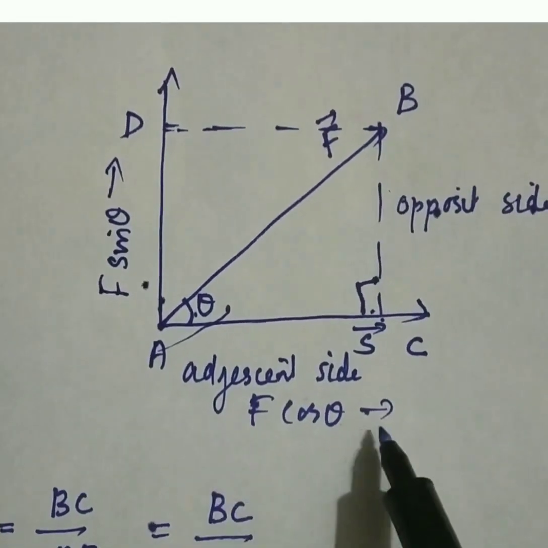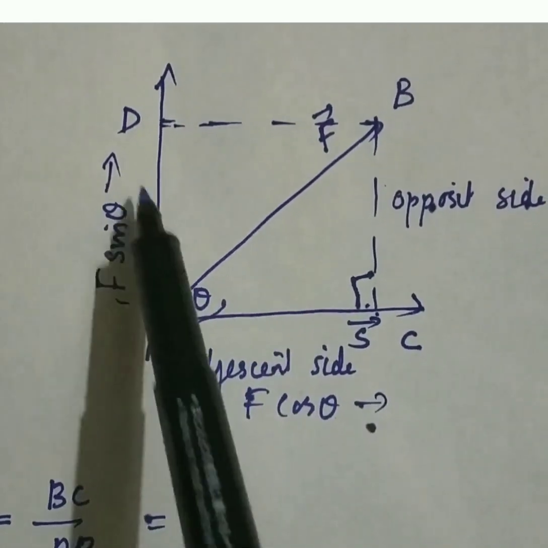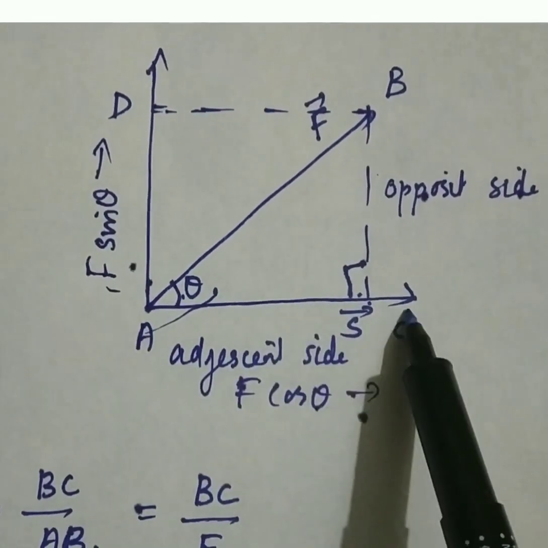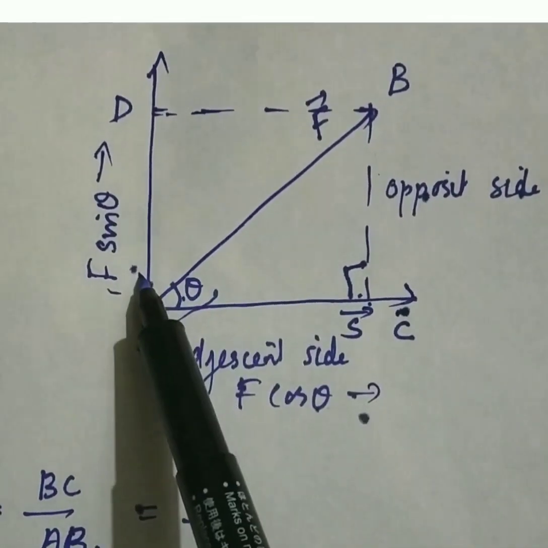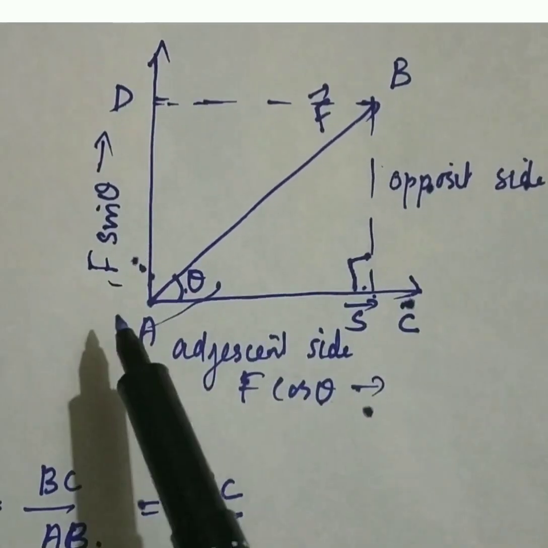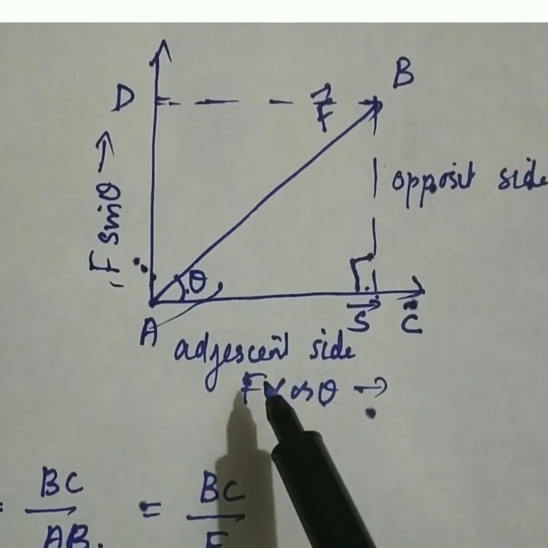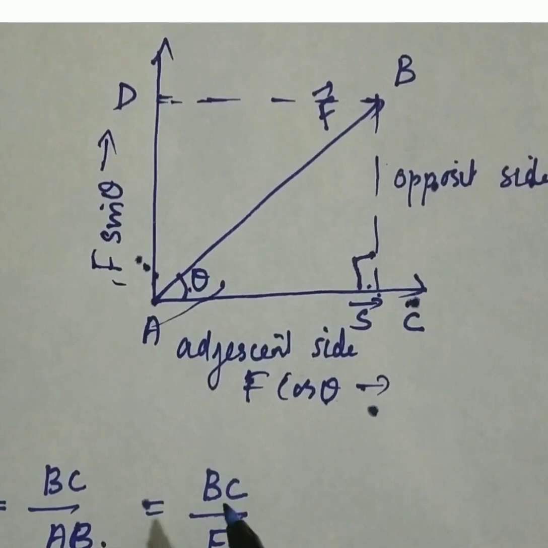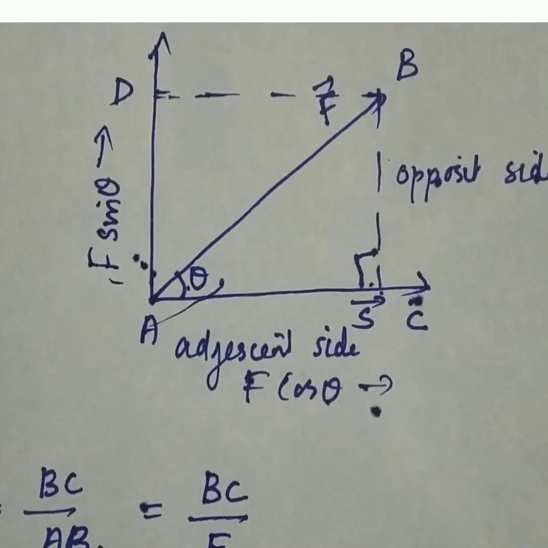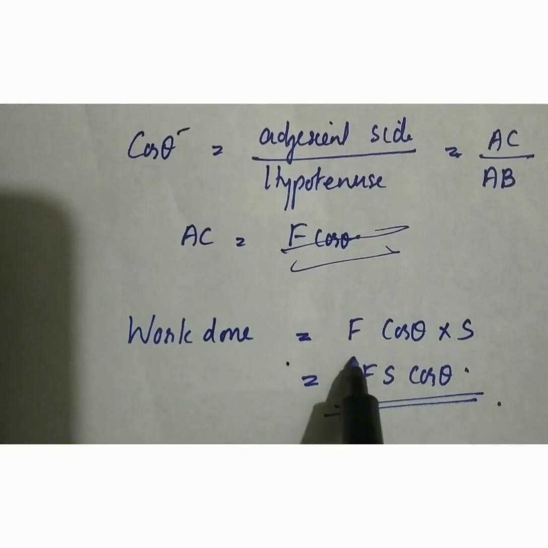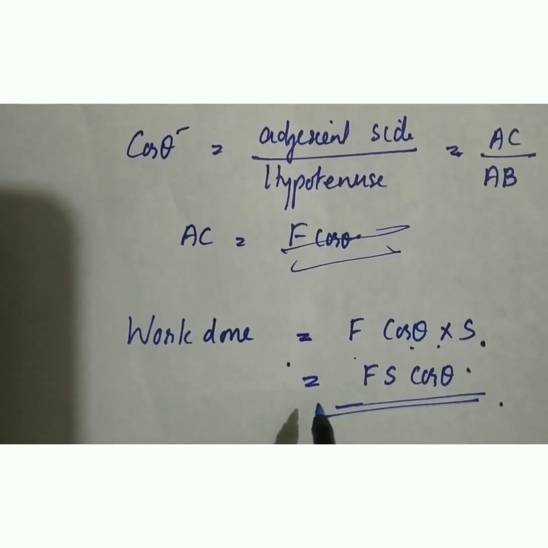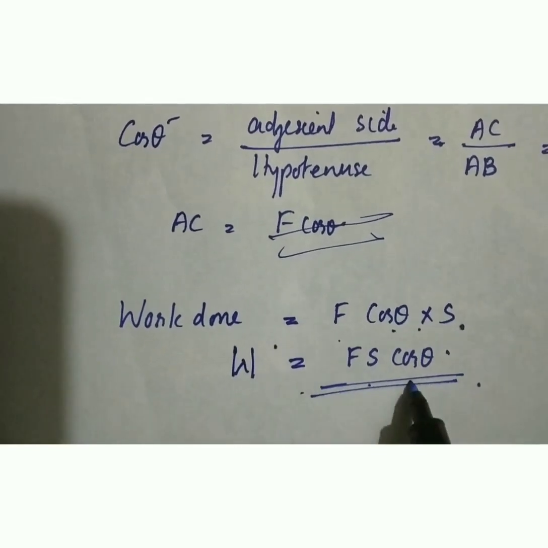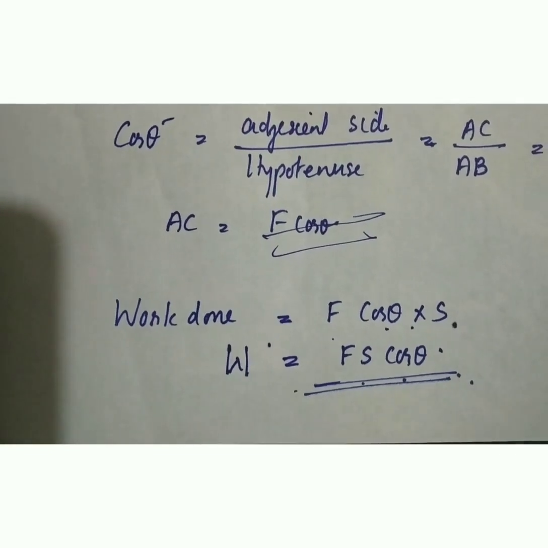So we can write F cos theta is in the horizontal direction and F sin theta is acting in the vertical direction. So F cos theta produces displacement in the horizontal direction. F sin theta has no influence on the object because it didn't produce any displacement in the horizontal or vertical direction. Is it clear? Therefore, we can write work done is equal to F cos theta into S. That means F S cos theta. So W is equal to F S cos theta.